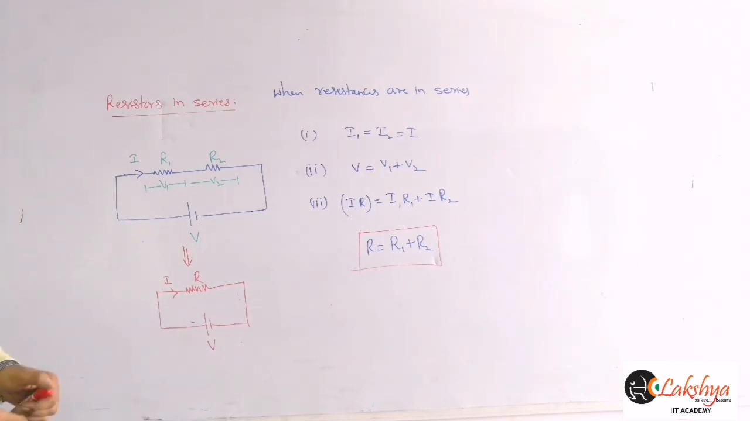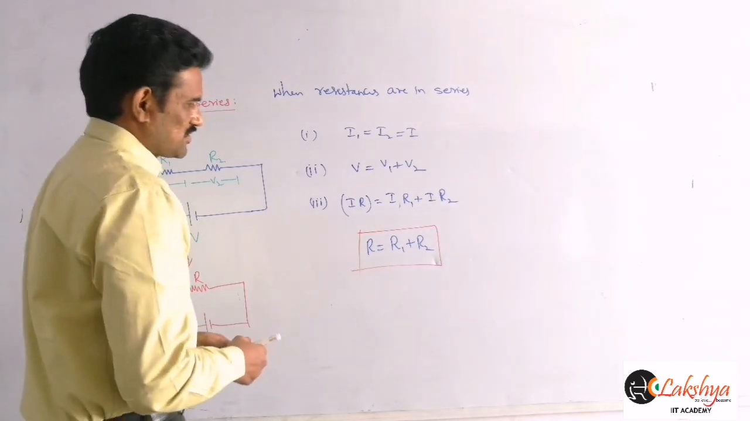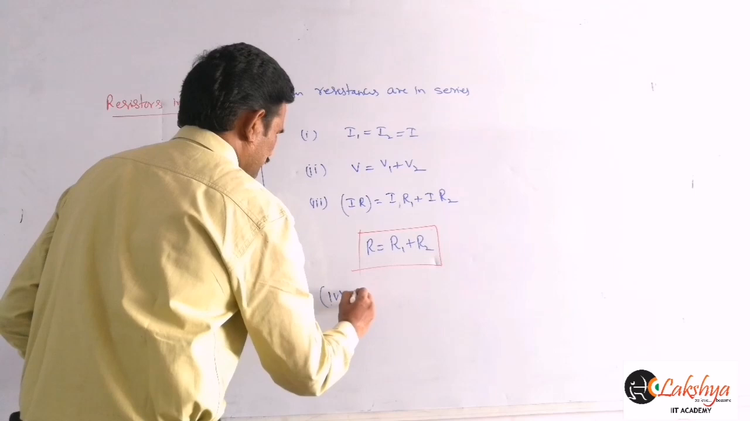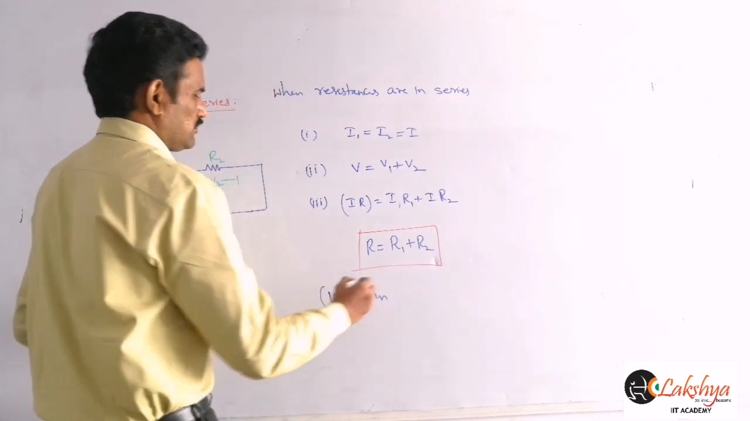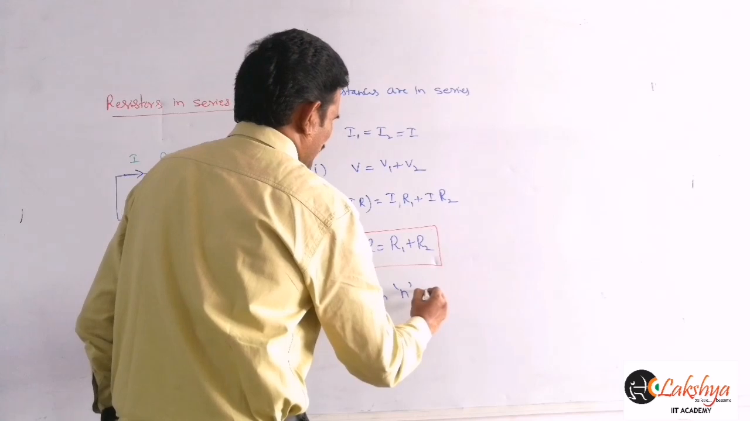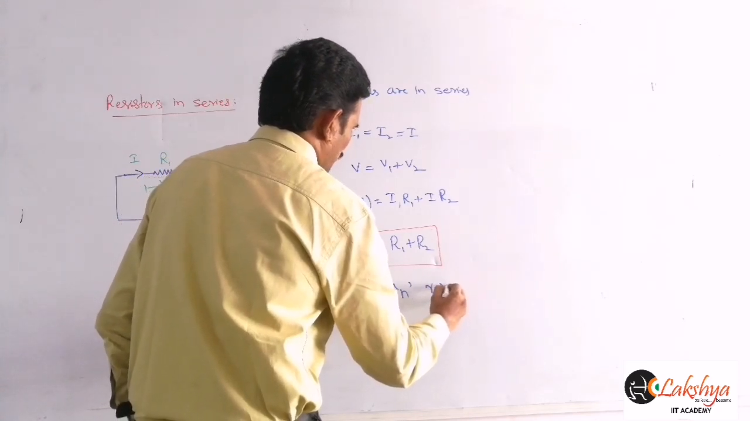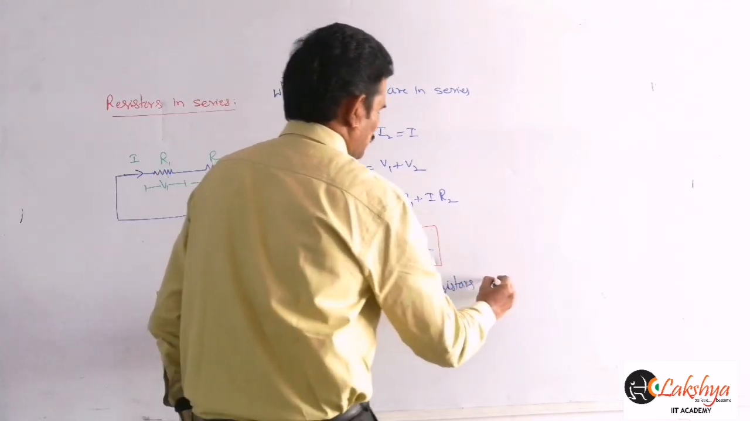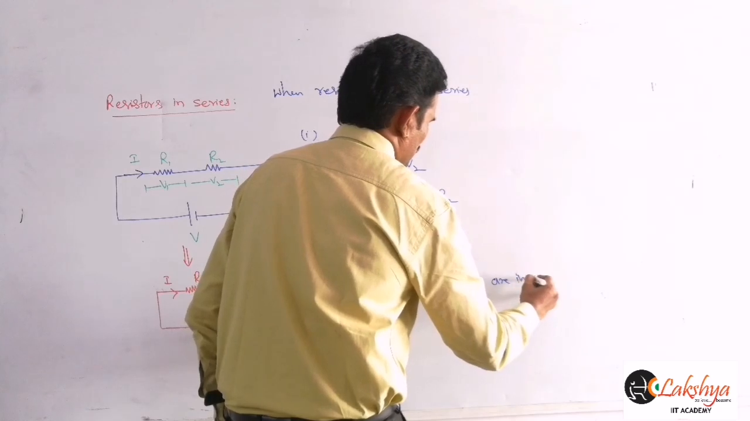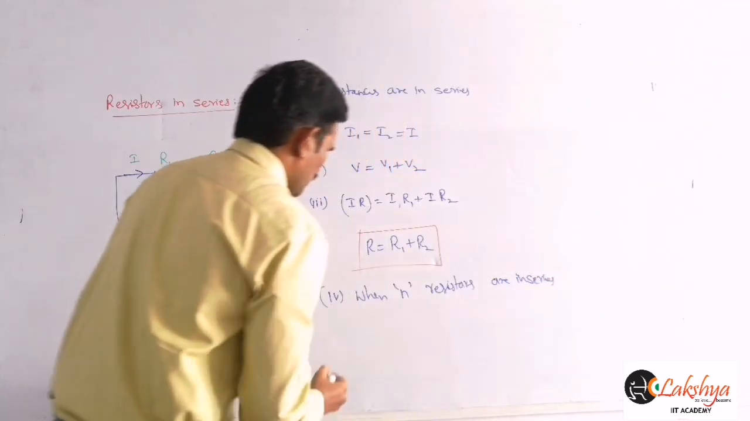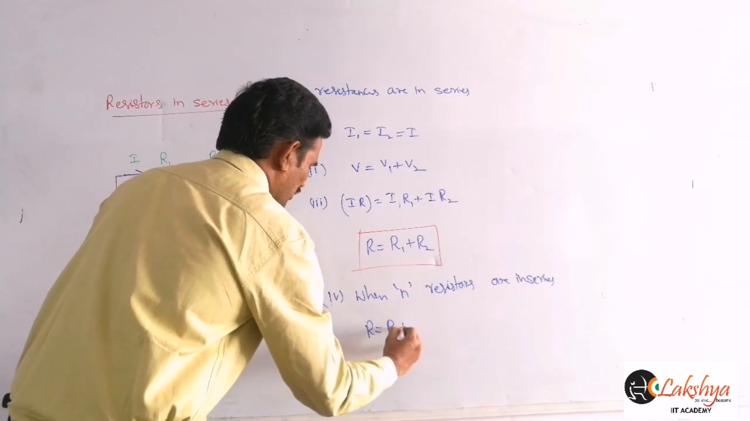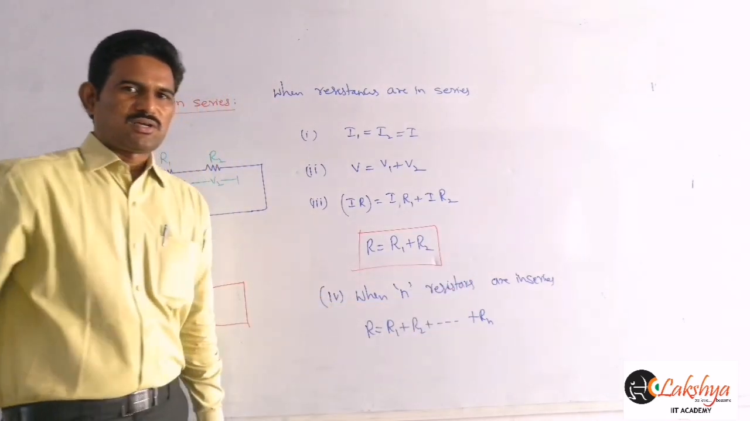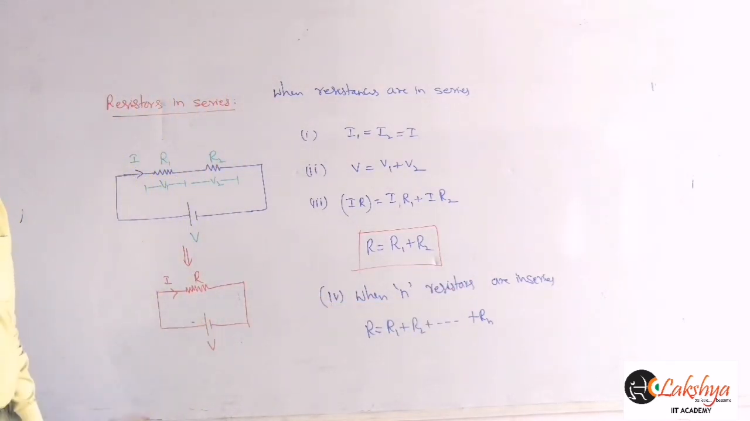So now we can mention some points here. When n resistors are connected in series, we can write R is equal to R1 plus R2 plus and so on plus Rn. That means we can extend this formula here. When n resistors are connected in series, we can extend this formula.